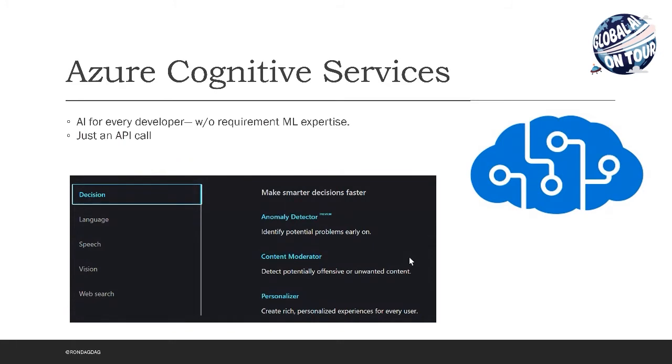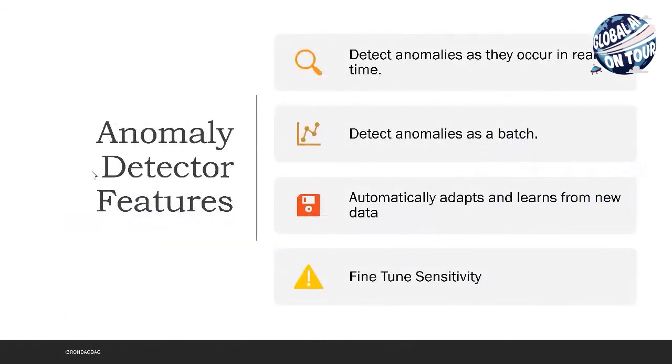So Cognitive Services, how you can use it, it's AI for every developer, and Cognitive Services have decision, language, speech, vision APIs, and web search APIs. Today we'll talk about the decision part, which is one of them is Anomaly Detector, which is identifying potential problems early on. They also have Personalizer and Content Moderator. So Anomaly Detector has different features where you can do it as a batch and also as real time. Real time meaning you send the data and it would detect if the last item on your list has an anomaly or not.